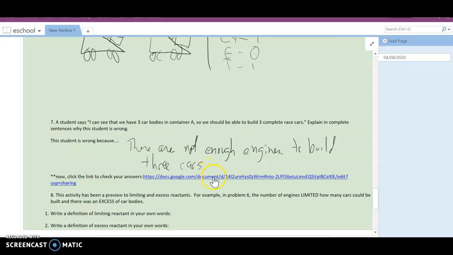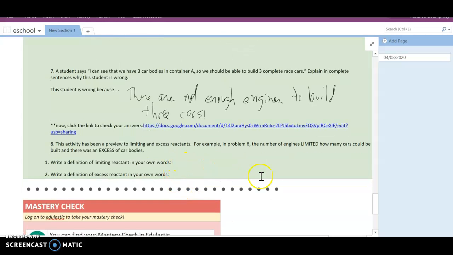Great. Cool. Definitions. In my own words, just thinking about it, stuff that limits us from making things. That's a pretty bad definition, but those are my own words right now. Excess reactants. Simplest thing I can think. Leftover stuff. Okay, that's my thinking.